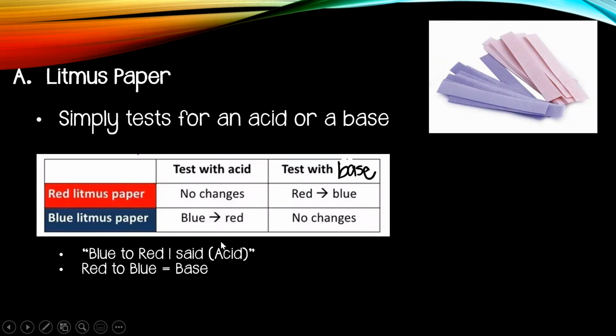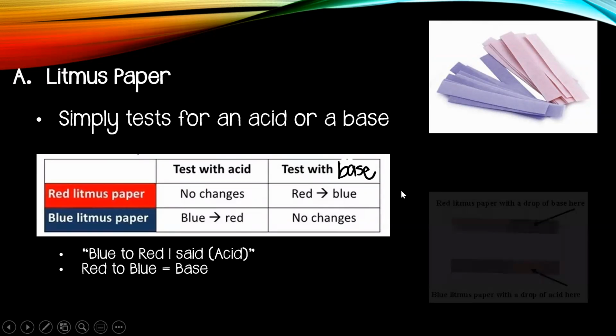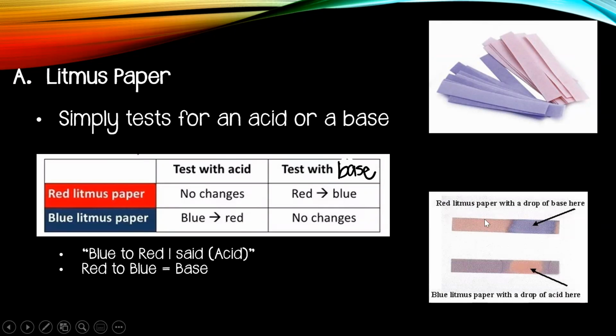So a little trick on remembering: blue litmus paper changing to red means you have an acid. Red litmus paper changing to blue, B for blue, B for base, means you have a base. So here's what this actually looks like. Red litmus paper with a drop of base turns blue.